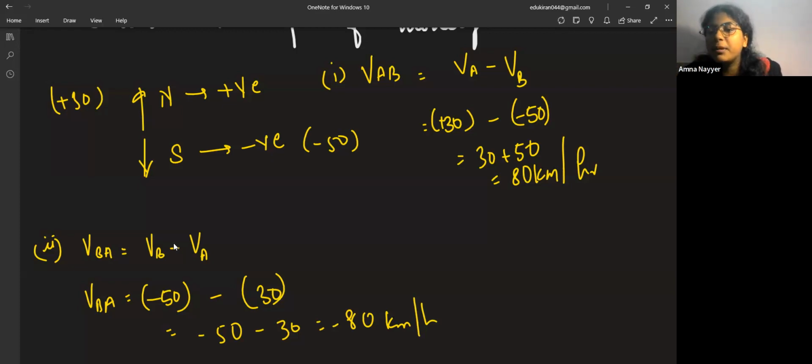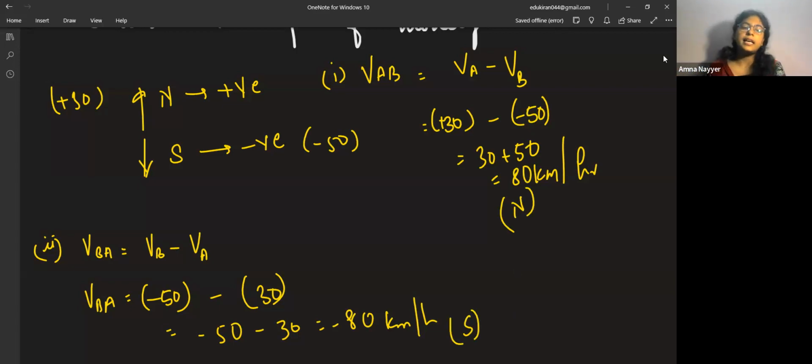So that tells you the direction for both of the velocities. VAB, this answer is coming positive. Positive is for the direction north, so it means the direction is towards north: 80 kilometer per hour towards north. Second part is answering minus 80. Minus is telling south, means minus 80 kilometer per hour towards south. This is the answer for the second part.